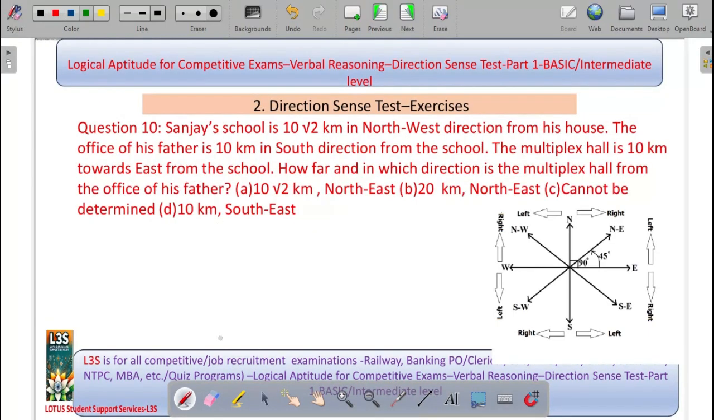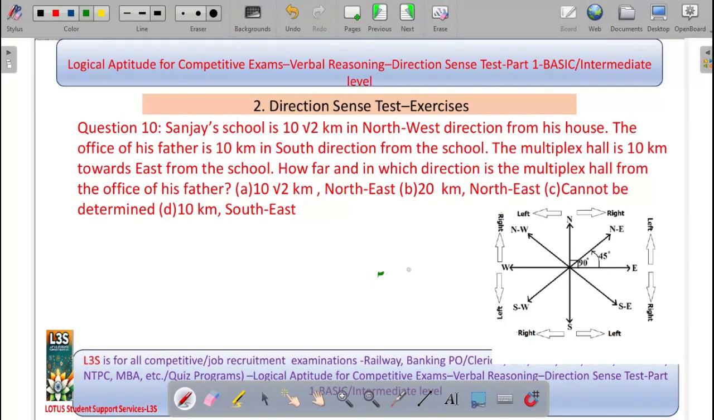Sanjay's school is 10 root 2 km in the northwest direction from his house. The office of his father is 10 km in the south direction from the school. The multiplex hall is 10 km towards east from the school. How far and in which direction is the multiplex hall from the office of his father? So first let's draw it.